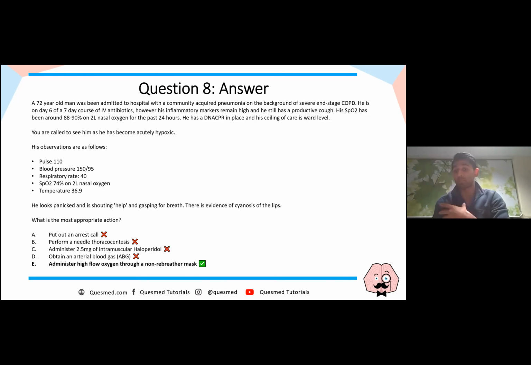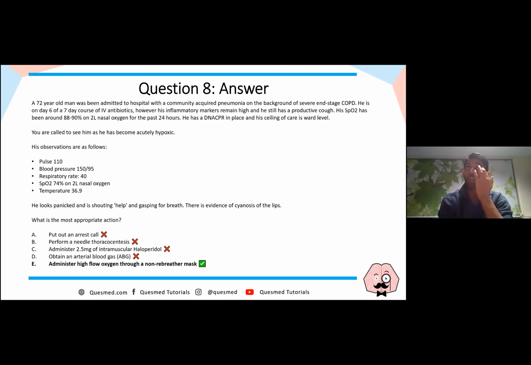And so what you're left with is administer high flow oxygen through a non-rebreather mask, okay? And out of these options, I would agree that this is the most appropriate, okay? And what you're doing in this case is palliative oxygen, okay? He's hypoxic, he's become breathless, and the breathlessness is causing some agitation, okay?